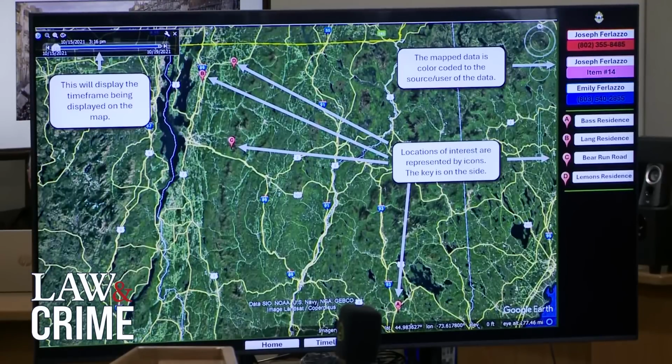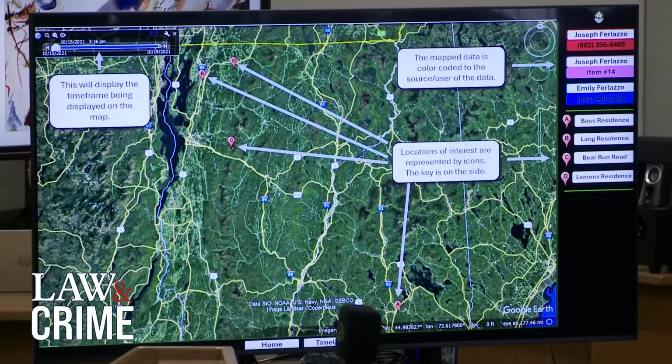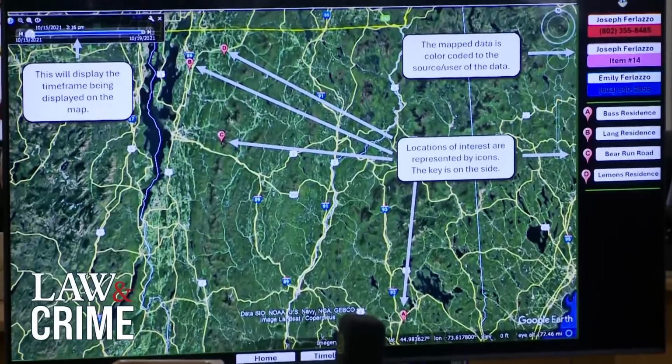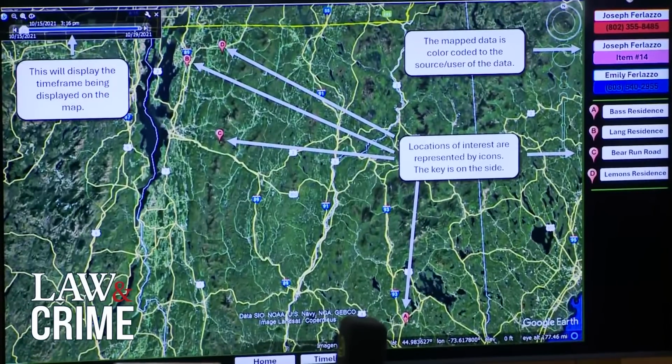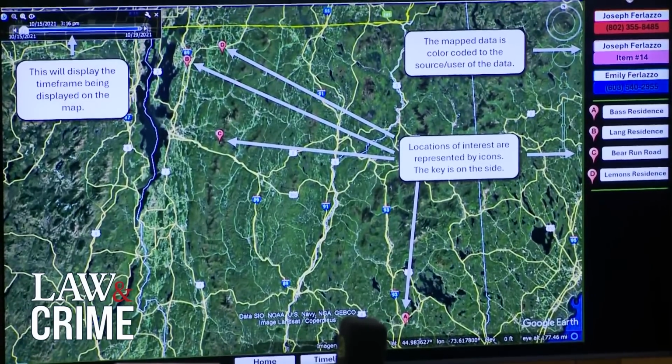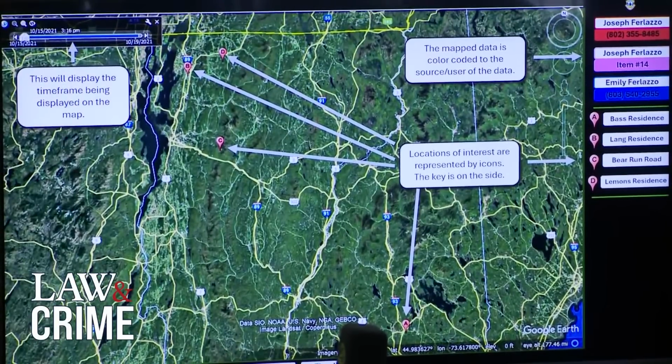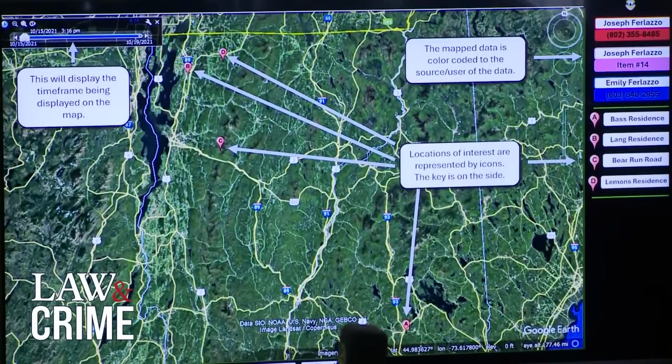Okay. And looking at the right side, the A, B, C, D, just so the record is clear, they say Bass Residence, Lang Residence, Bear Run Road, and Lemons Residence. How were those determined to be locations of interest? Through my review of the case file information. Okay. And you mapped the location data or information from these data sources.